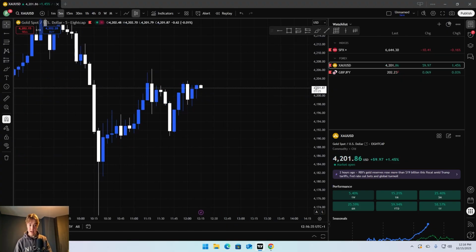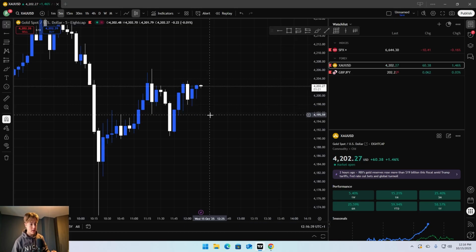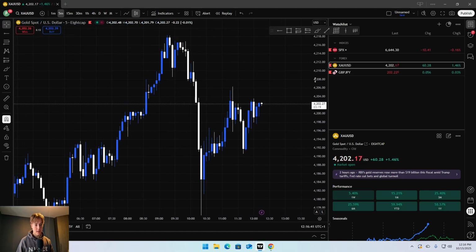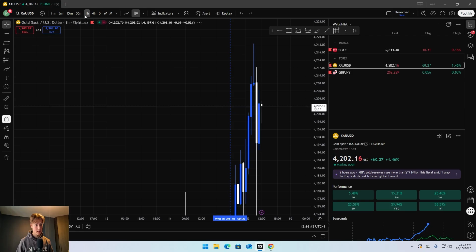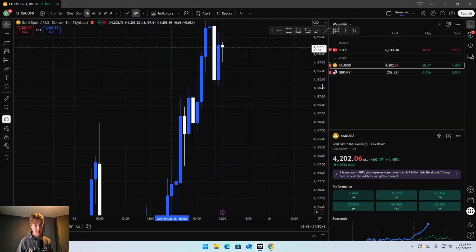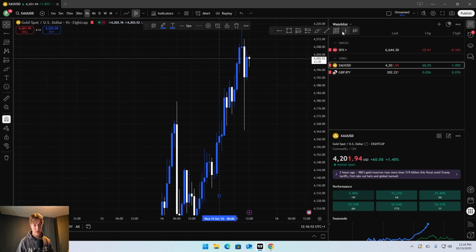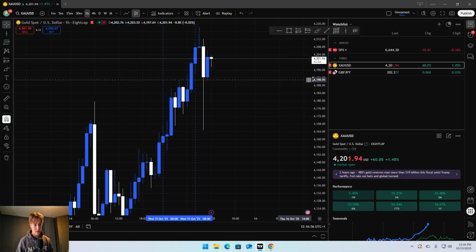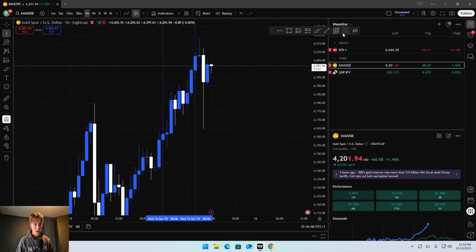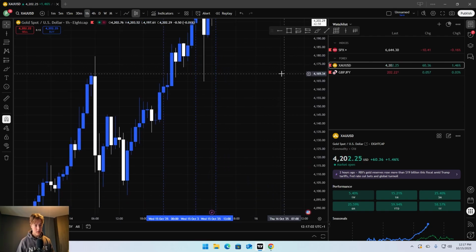So what do we have here today? By the looks of it, the market doesn't look too good, but the first thing we have to do is mark the Asian session. I already marked the Asian session, it opens here. The London session opens right over here, as you can see. And then the New York session opens right over here, also.